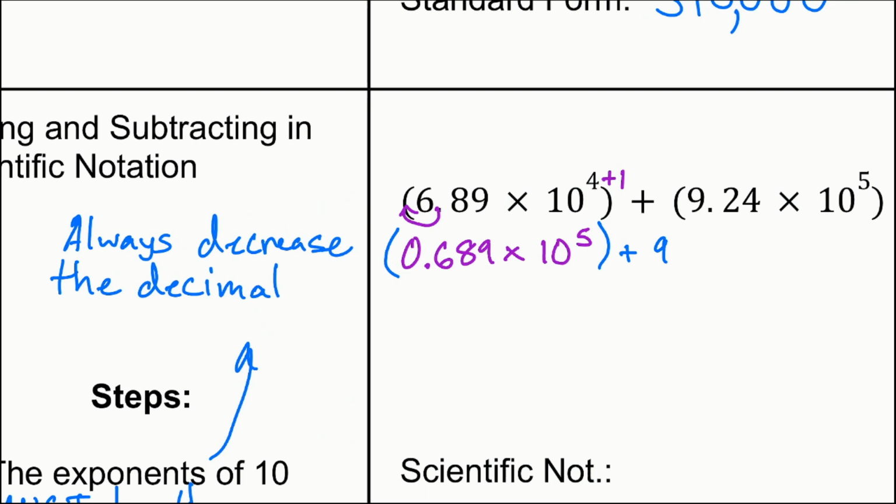My colors are throwing me off right now. 9.24 times 10 to the 5th. Essentially what we did is we lined up our decimals.